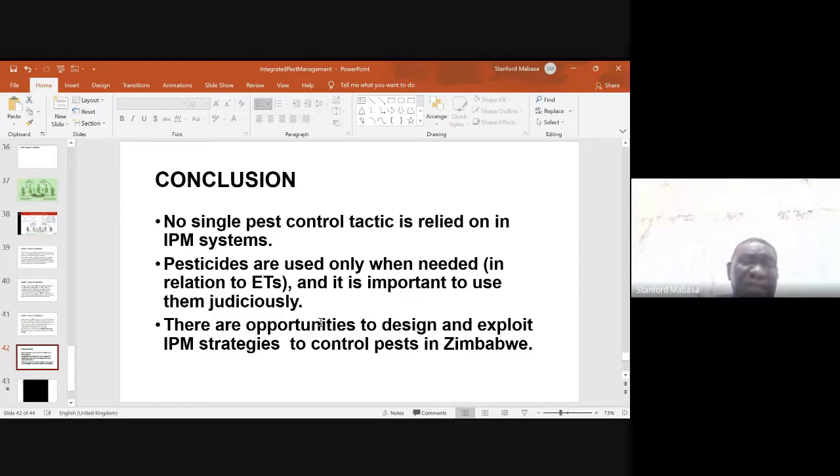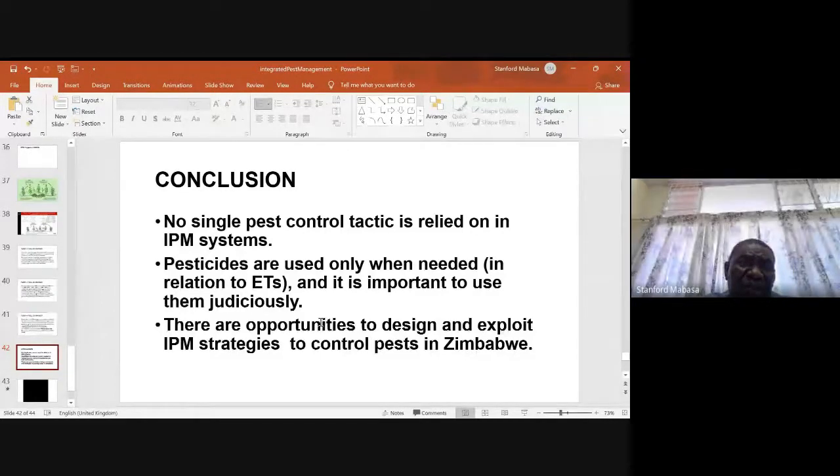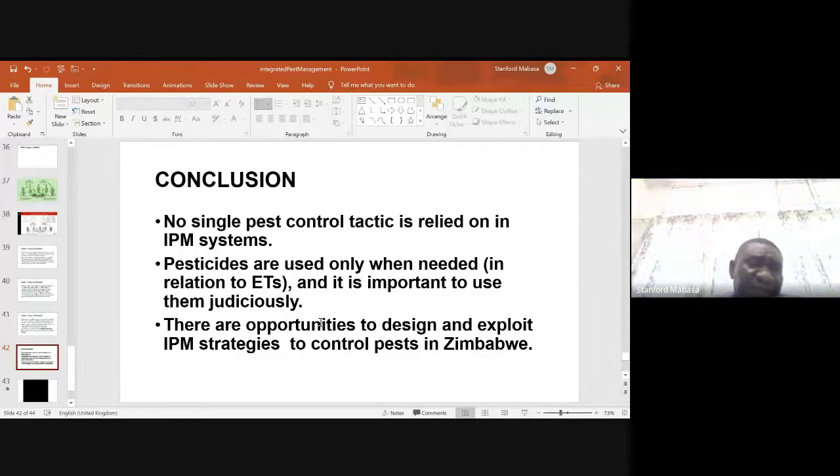Now, in conclusion, we can say that there is no single pest control tactic which is relied on in IPM systems. So you need several control tactics to integrate. Pesticides are used only when needed in relation to ETs, economic thresholds. And it is important to use them judiciously so that we don't put too much of these pesticides. Well, there are opportunities to design and exploit IPM strategies to control pests in Zimbabwe. So there are opportunities for developing these strategies in this country.